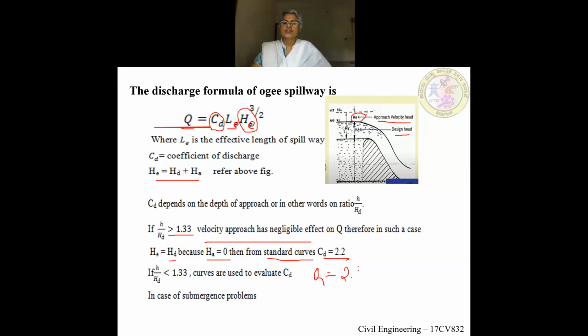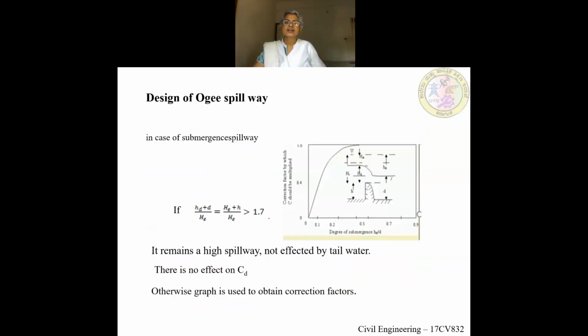And what is the value of LE? LE has to be calculated from the formula, so we'll see that in the next slide. Effective length. And HE becomes the design head HD, whole raised to the power of 3 by 2. So like this you can calculate the discharge through the Ogee spillway. And then next is how to calculate this LE, effective length of the spillway.